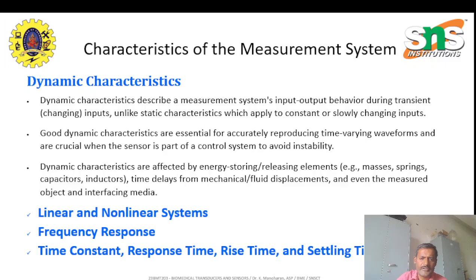Dynamic characteristics are affected by energy storing or releasing elements like masses, springs, capacitors and inductors, a time delay from a mechanical fluid displacement, or even from a measured object that affects the media.